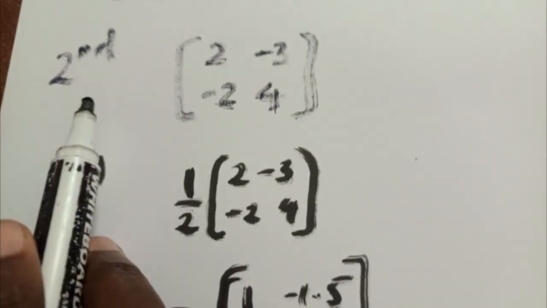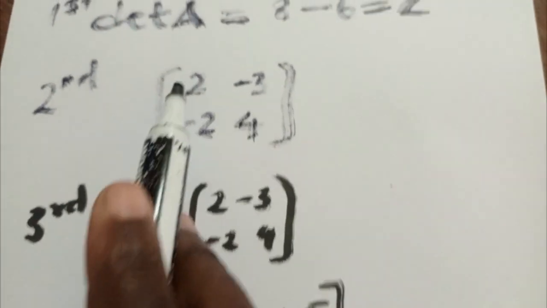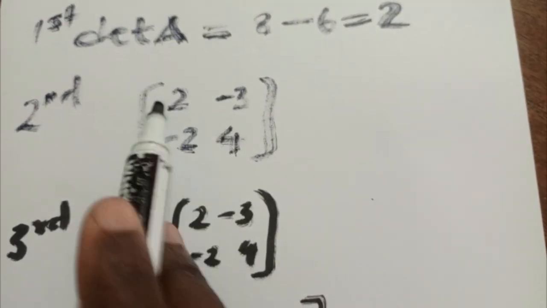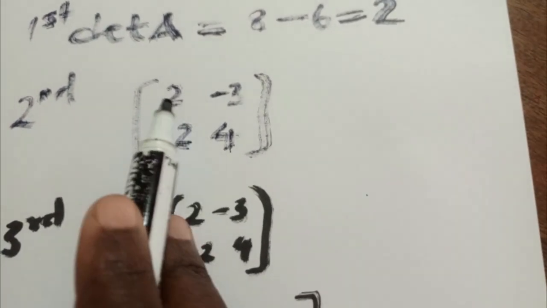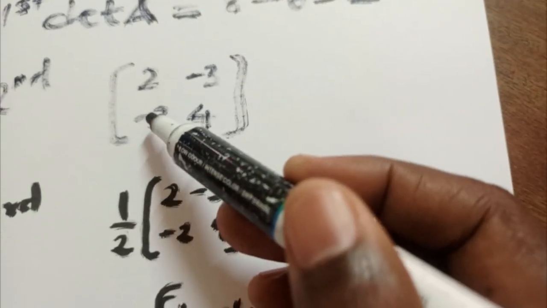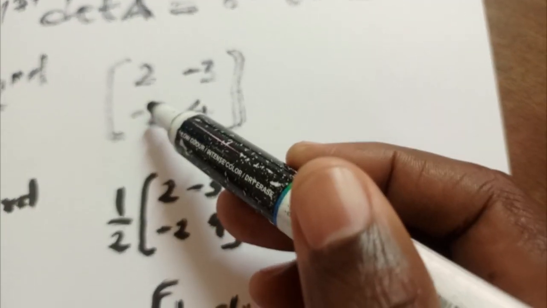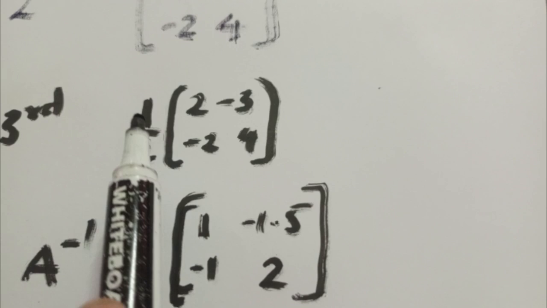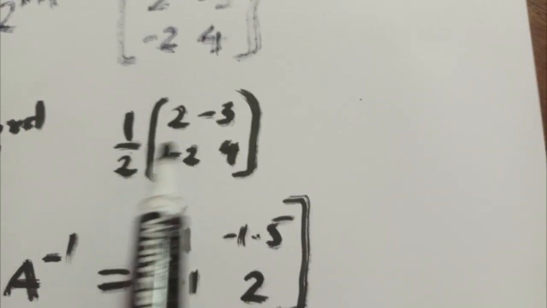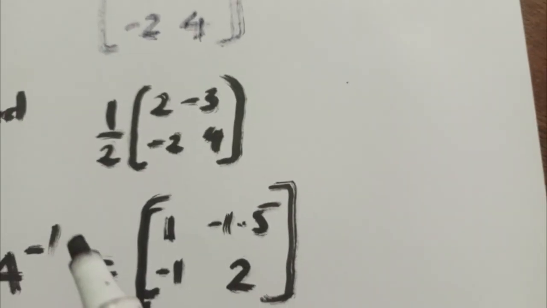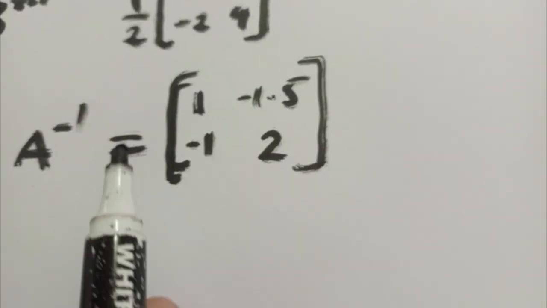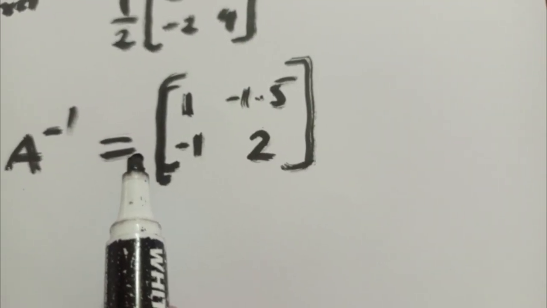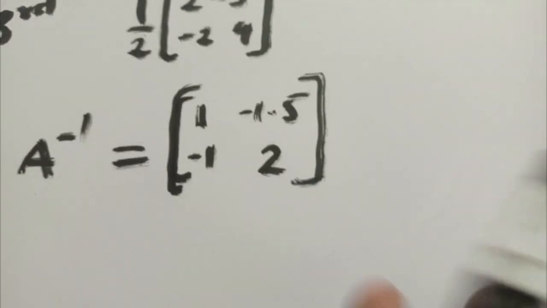So the first stage, find the determinant. Second step, interchange the elements in the leading diagonal and reverse the signs of the elements in the other diagonal, like we have in this case. Then the third step is multiply the inverse of the determinant by the newly formed matrix. The product is the inverse that is desired.